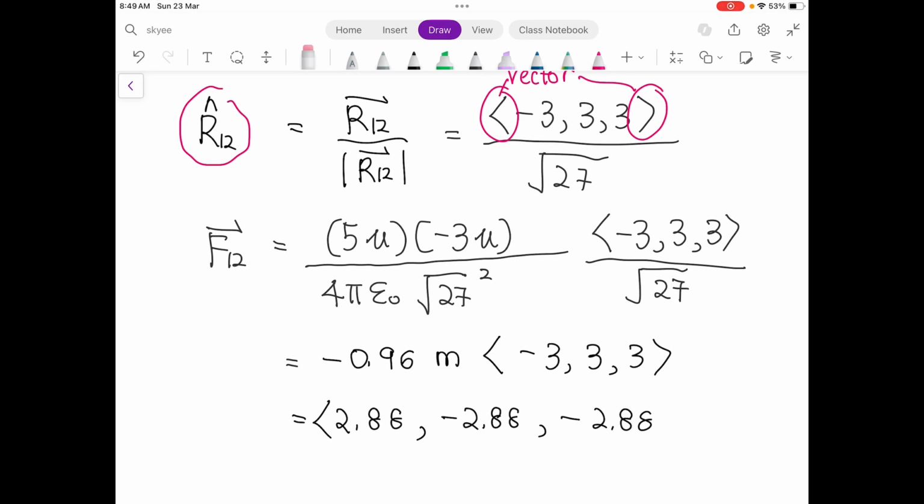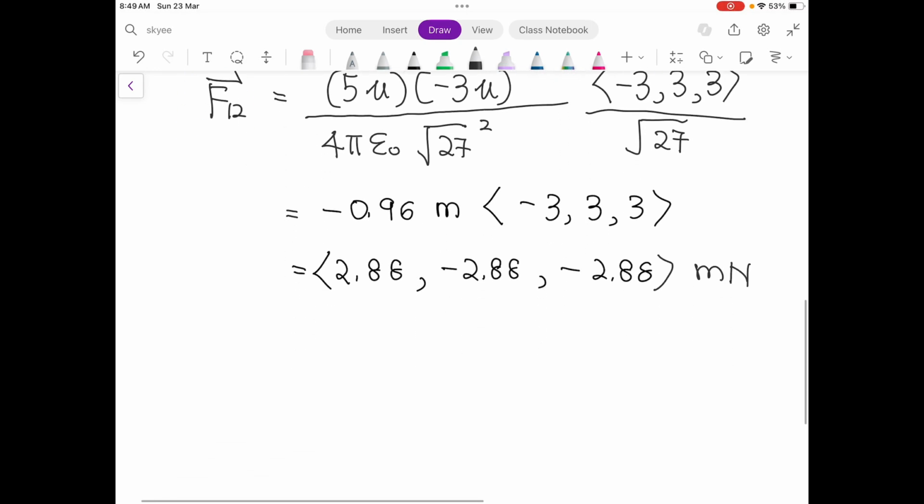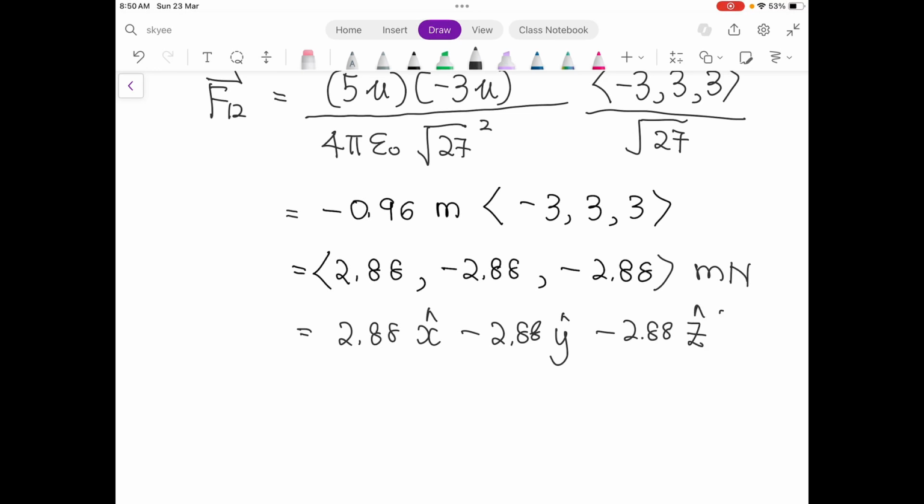Okay, I have to use this bracket. Millinewtons. So if you want to write it in proper way, you can write it as 2.88 unit vector x minus 2.88 unit vector y minus 2.88 unit vector z, millinewton. Okay, as I told you, this one represents that this parameter F12 is a vector.